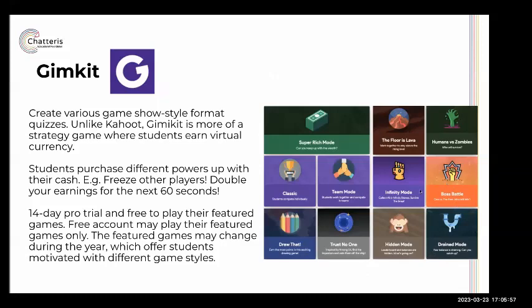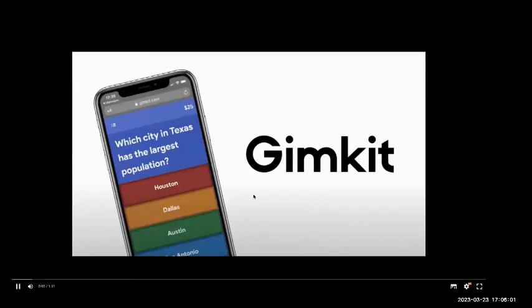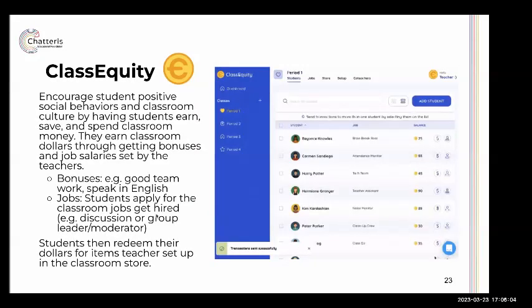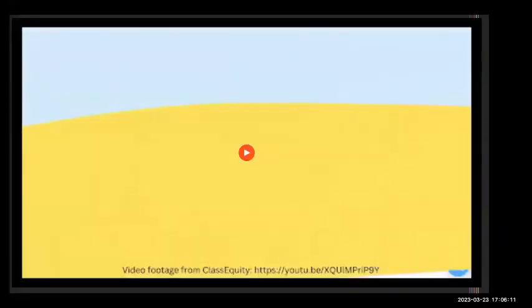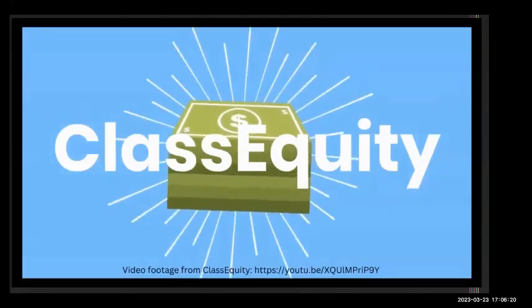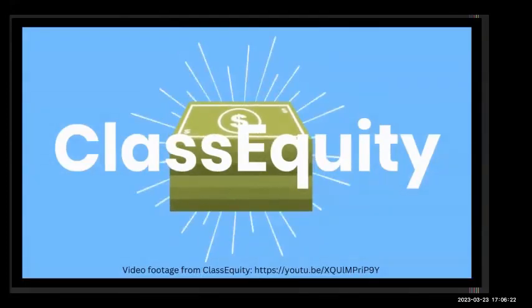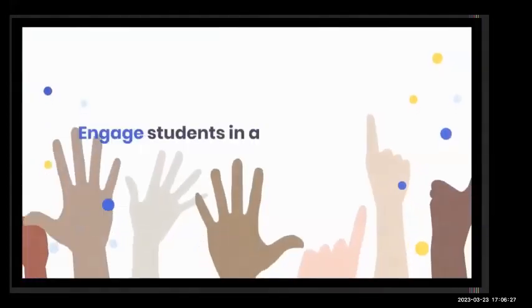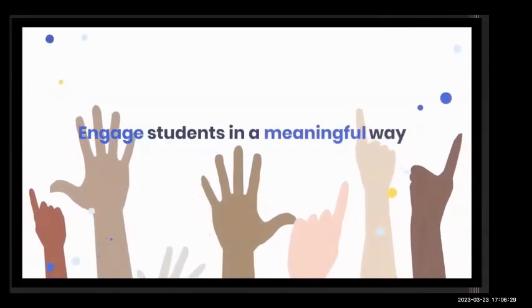Next one, the final one I'd like to show you is called ClassEquity. So ClassEquity is kind of like Dojo. If you're a primary teacher, you may have heard of Dojo for classroom management. So it's like that. ClassEquity is a class management platform rewarding students with positive behavior and creating more positive classroom culture. However, the layout is more for older students, with different features to Dojo.